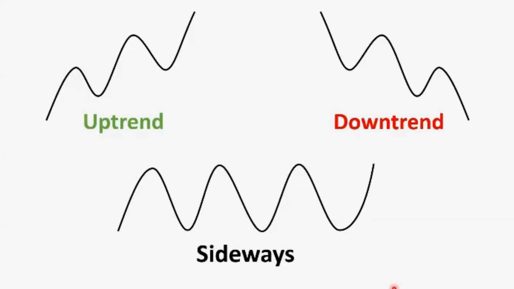A consolidation where the bullish pressure and bearish pressure is most likely equal. So these are the 3 types of trend in the market: uptrend, downtrend and sideways. Now how do you identify them using moving average?